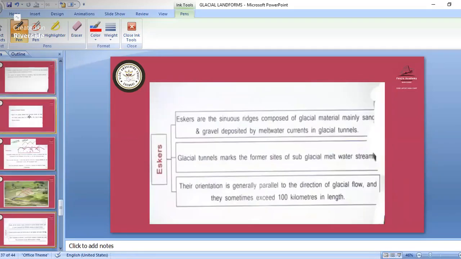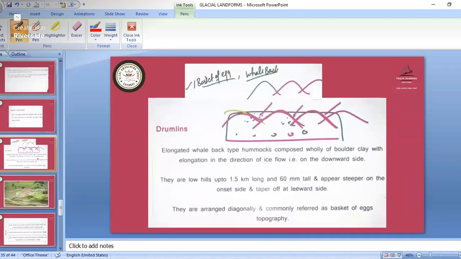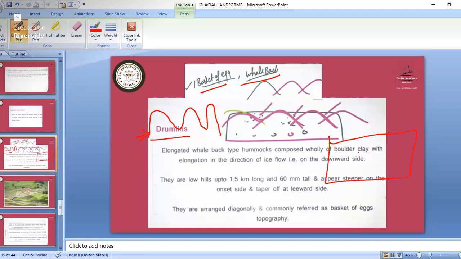Now in this part, we'll see about the landforms of the lowland. First, we'll see about the drumlins, and how the drumlin formation happens. Remember that drumlins are also known as the basket of eggs, or we can call them the whaleback. Here we would have some landforms, first landform slices, and then these materials. Hard rocks and soft rocks would have been arranged.